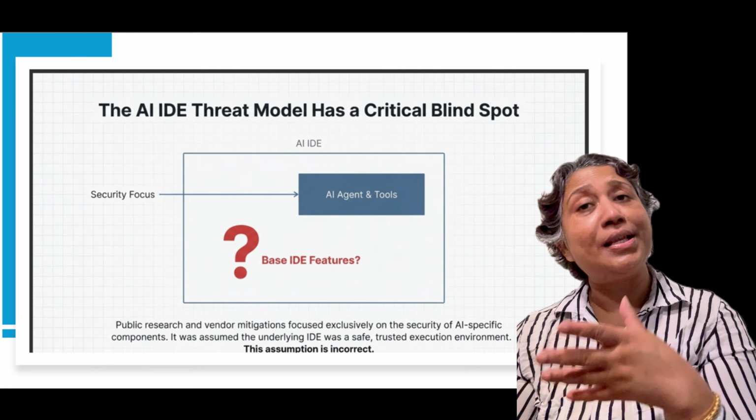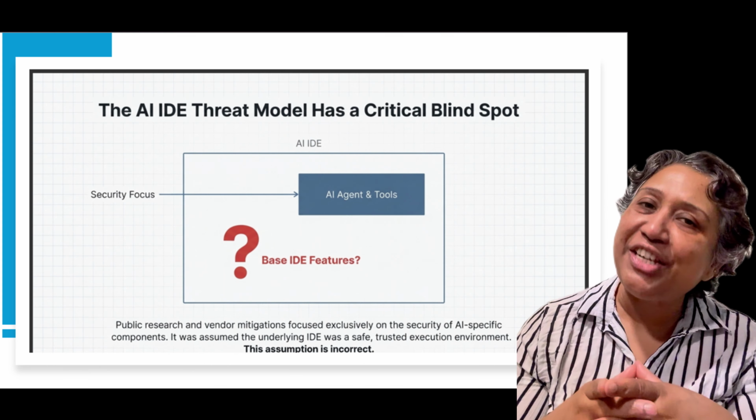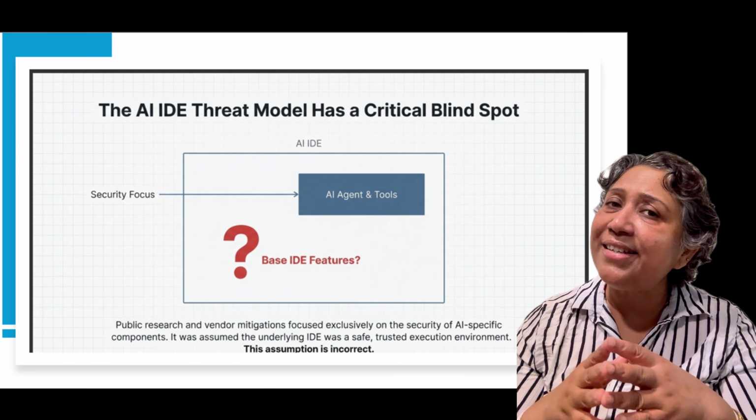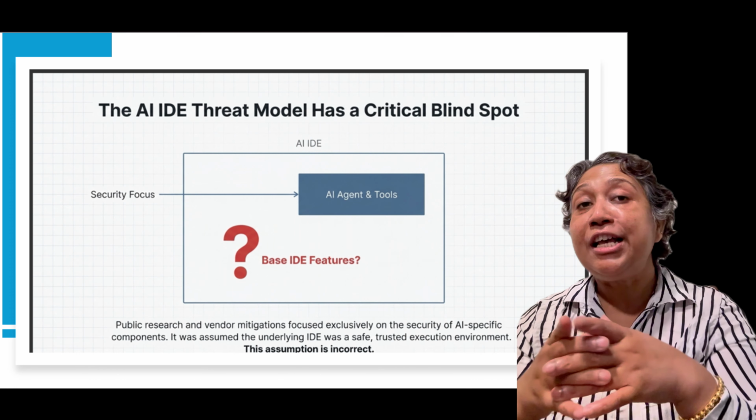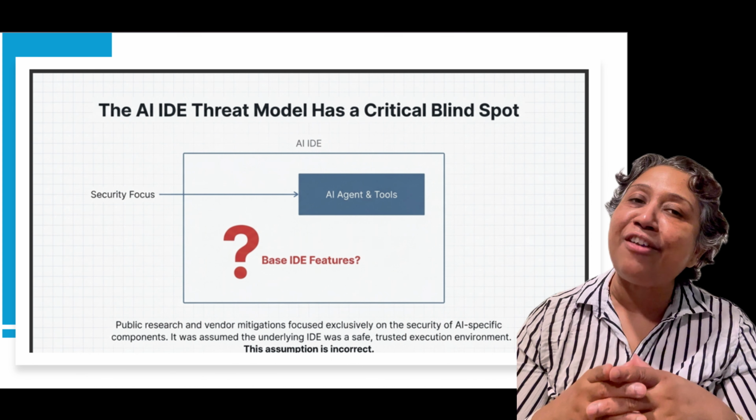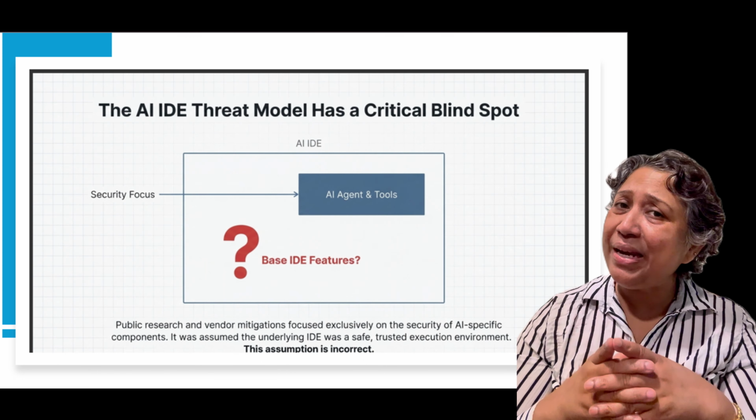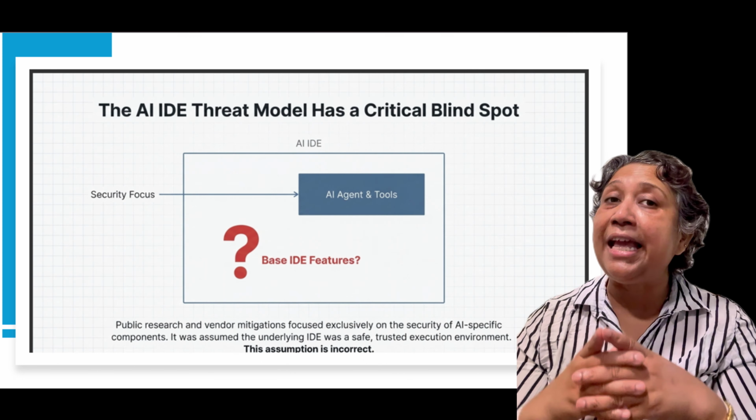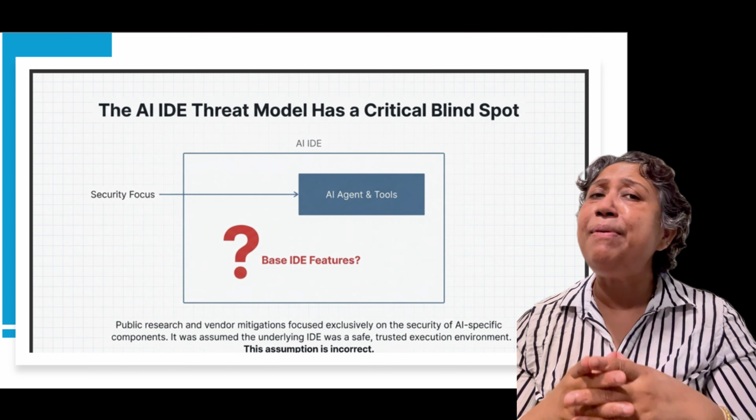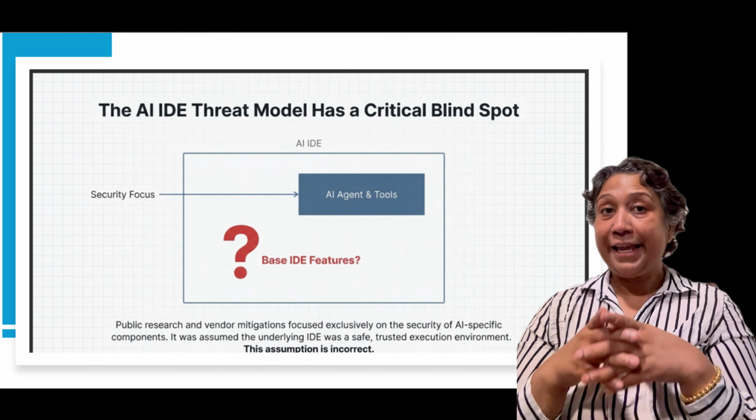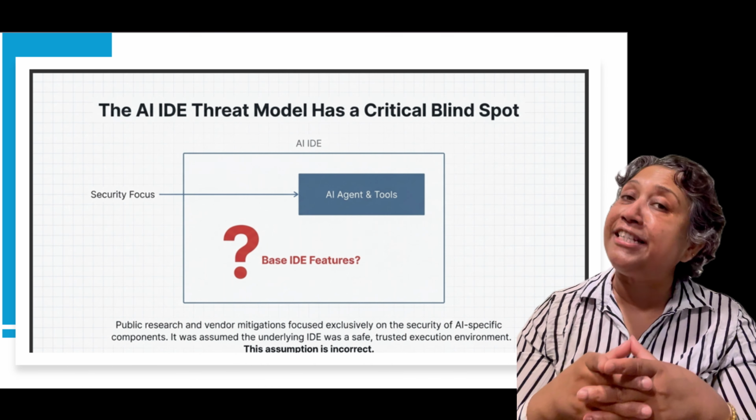This slide likely shows how our focus on the AI agent and its tools made us overlook the foundation everything runs on. The AI IDEs effectively ignored the base IDE software in their threat models, assuming it was inherently safe after years of use. That assumption no longer holds. Once you let an AI agent act autonomously inside an IDE, all those safe legacy features can be weaponized for malicious ends. In essence, the base IDE's features must now be considered part of the attack surface.